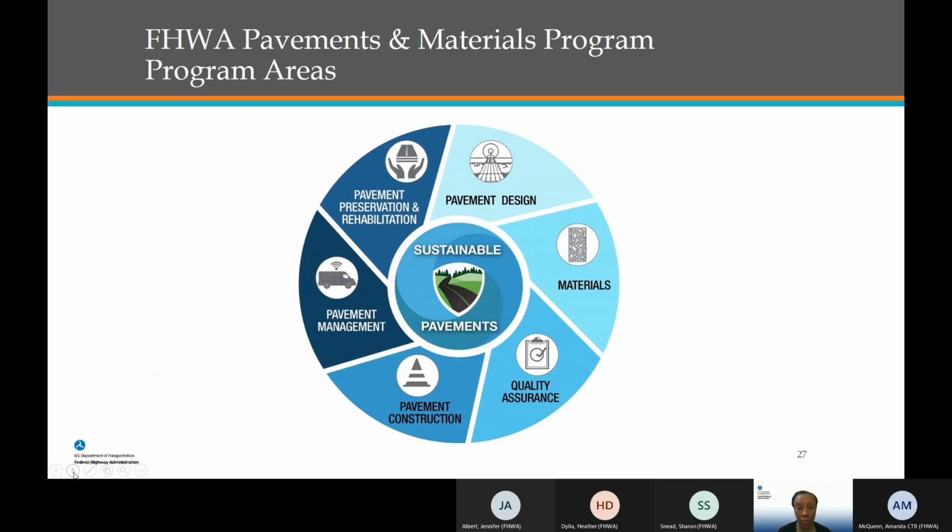Where do we need to be really providing leadership and tools and technical assistance to our stakeholders? And so the 7 program areas are pavement design, materials, quality assurance, pavement construction, pavement management, pavement preservation, and rehabilitation.